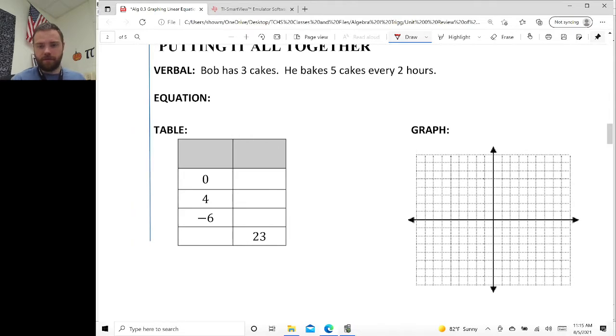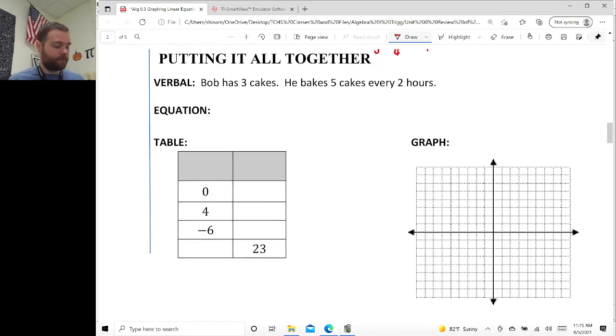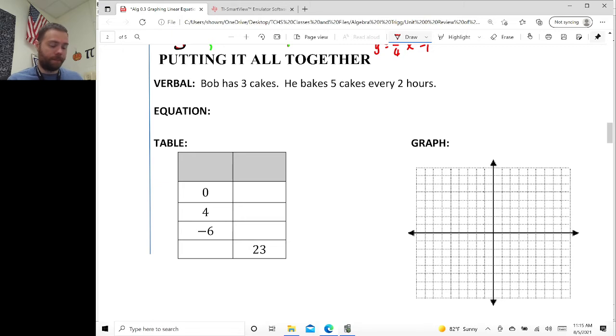So then here's the fun little practice. So I want you to pause the video. I want you to try this out on your own, and then we're going to graph it. Okay. So it says Bob has 3 cakes. He bakes 5 cakes every 2 hours. So we want to come up with an equation for Bob.